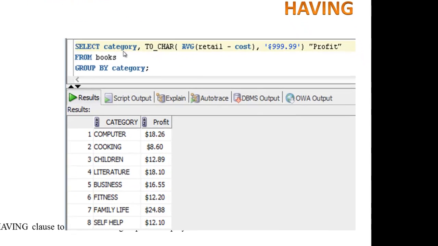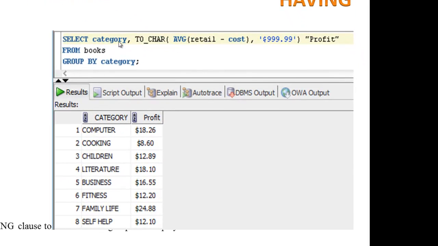We did select of category. Again, this is a single two-character field. We're doing an average of the retail minus the cost. That gives us profit. We're going to output it in this format, dollar sign, 3 positions, a decimal and 2 decimal positions. We're going to call that profit. It's coming from the books table. You're going to group that by category, and these are the results that we received.